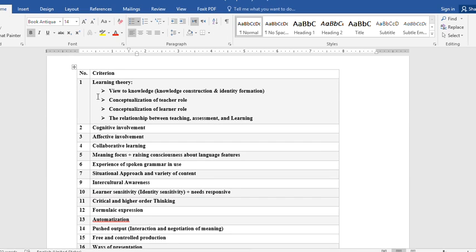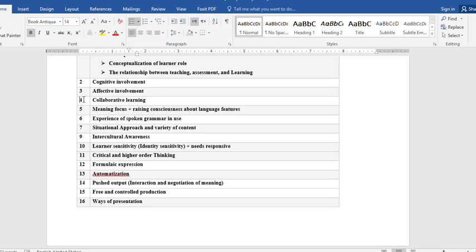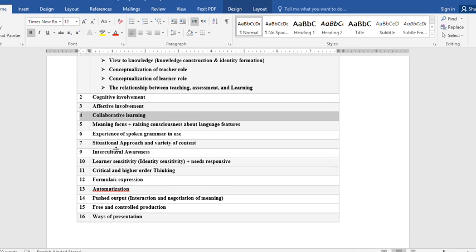Okay, we talked about the first important criterion, which is learning theory with some perspectives and aspects, and I focused on them and elaborated on them. Then I talked about cognitive involvement and affective involvement, but here the fourth factor is collaborative learning. Collaborative learning is important. We should involve our students in cooperative and collaborative learning because learning is interactional. Learning happens in social interaction.